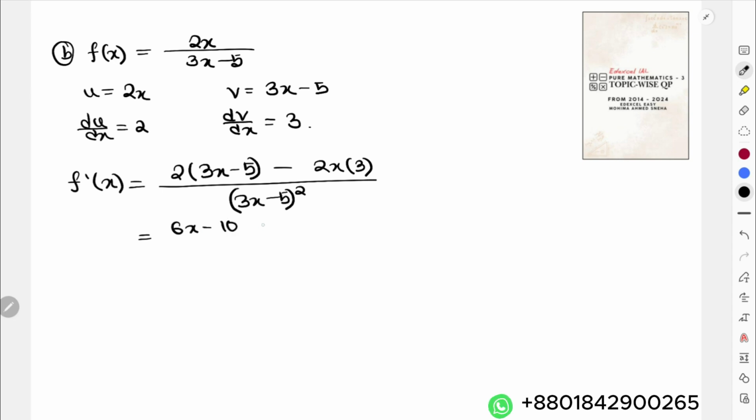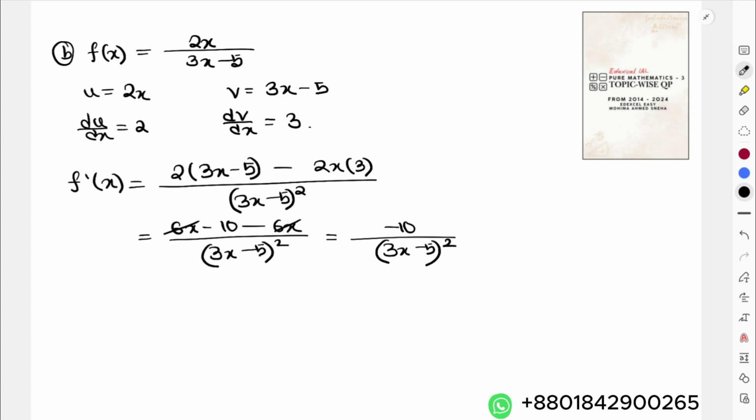6x minus 10 and then again 6x divided by (3x minus 5) whole squared. Obviously this 6x cancels out, leaving you with minus 10 over (3x minus 5) whole squared, right? So this is the expression for your f'(x) that you get. Now in this case, it was stated that this is supposed to be a decreasing function, right?